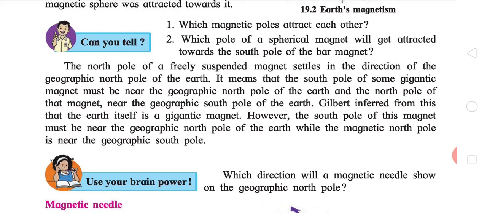Gilbert inferred from this that the earth itself is a gigantic magnet. However, the south pole of this magnet must be nearer the geographic north pole of the earth, while the magnetic north pole is near the geographic south pole. Use your brain power. Which direction will a magnetic needle show at the geographic north pole?